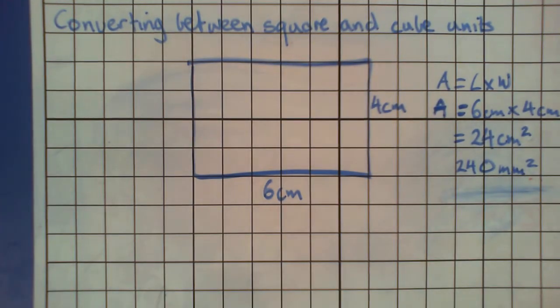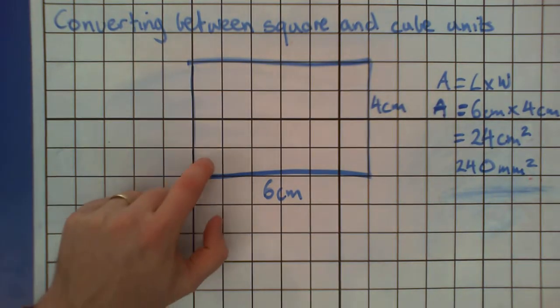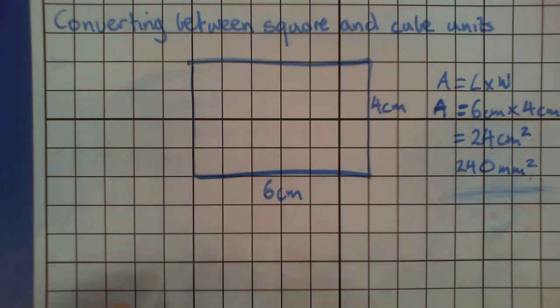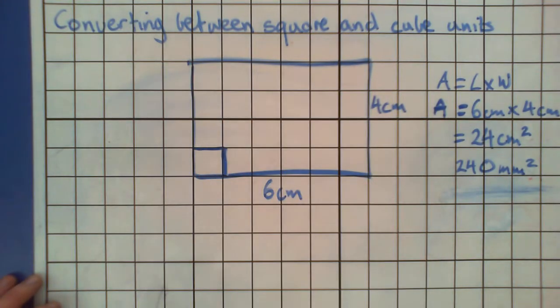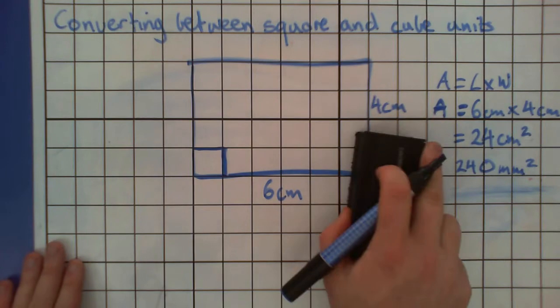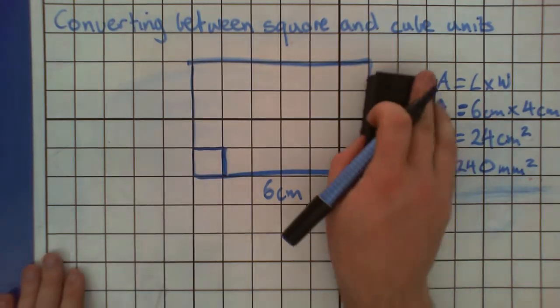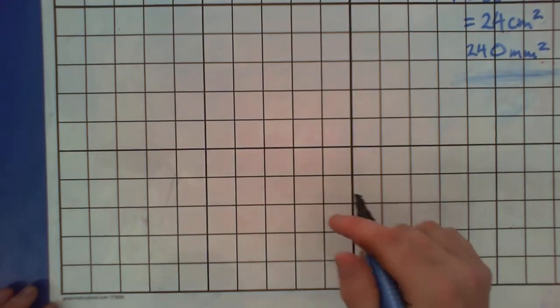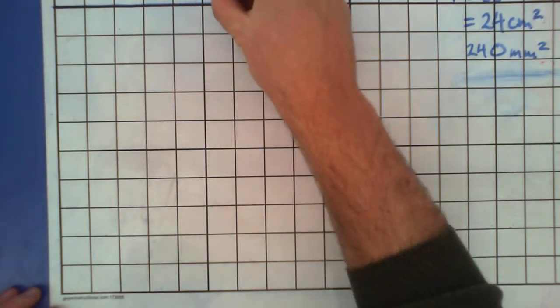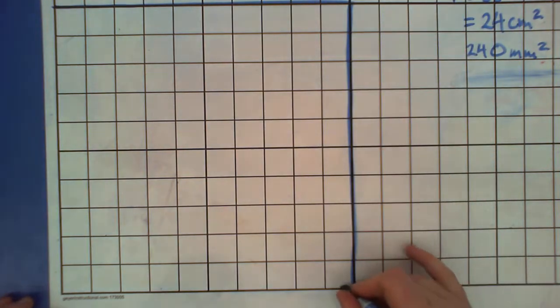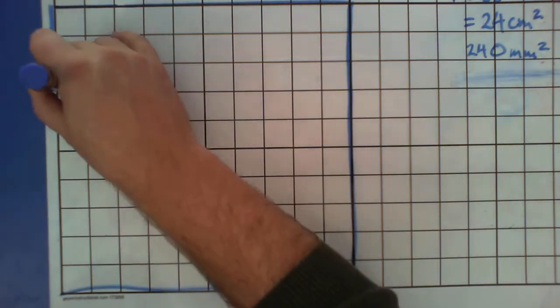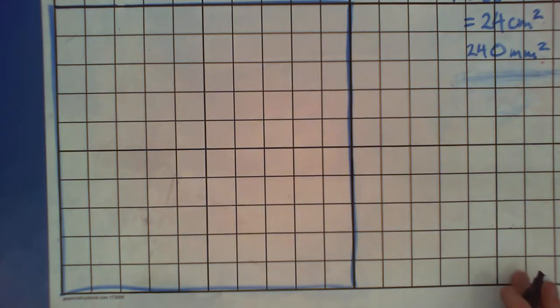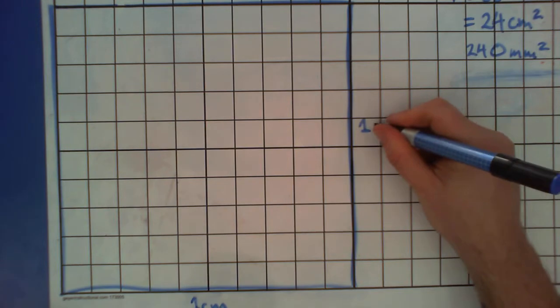So let's have a look at this. What we want to do is just look at one of our squares, this square down the bottom. I'm going to rub out this big rectangle for a second, but we're zooming in on this square. We're going to say that that 1 centimeter is now this big square, and we can see that this is 1 centimeter and this is 1 centimeter.